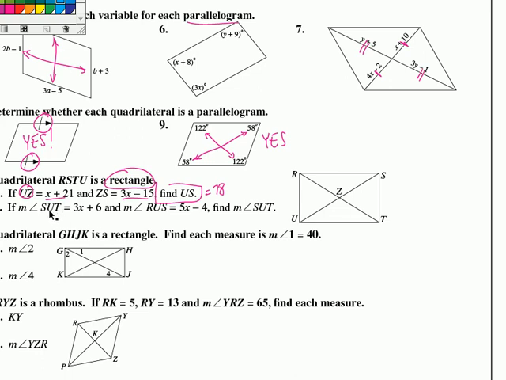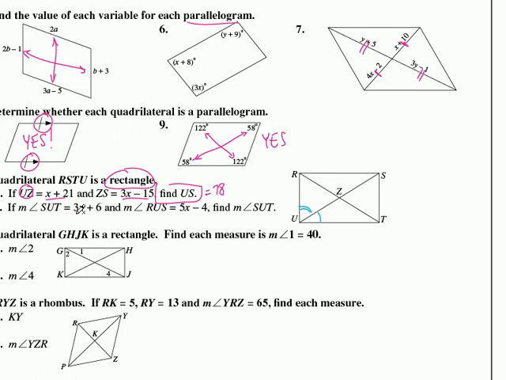All right, it says angle SUT. Let's find SUT. Let's mark it. That would be that angle right there. It's 3x plus 6. And that angle RUS, let's find that one. RUS, that would be this one right here. And that's 5x minus 4. The question says find SUT.